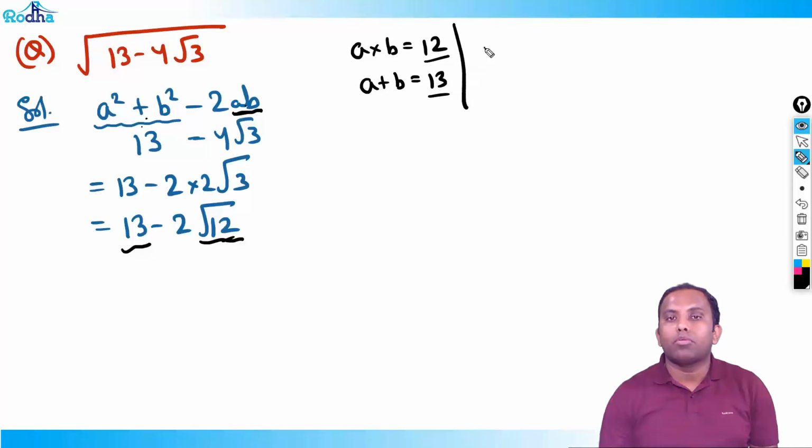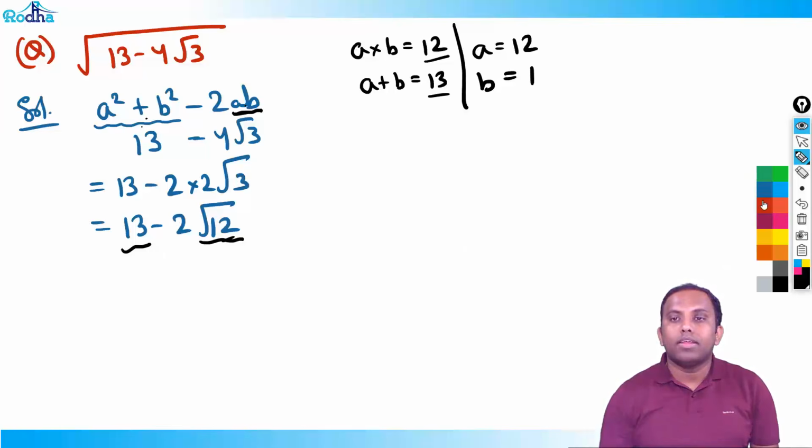What is the possibility? Factorize it, right? You need the sum to be 13. So a equal to 3, b equal to 4, or a equal to 2, b equal to 6 will not satisfy. a 1 and b 12 will satisfy. So a 12, b 1 or a 1, b 12, both are the same thing, right? No issue. So what I want here is 13 minus 2 root 12.